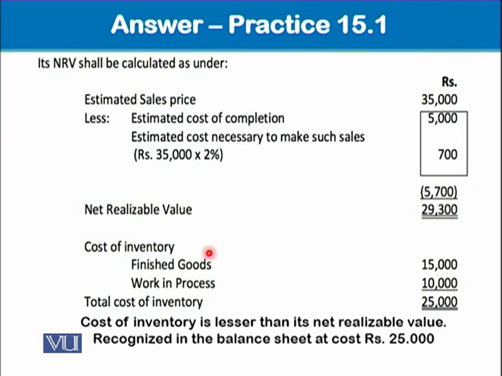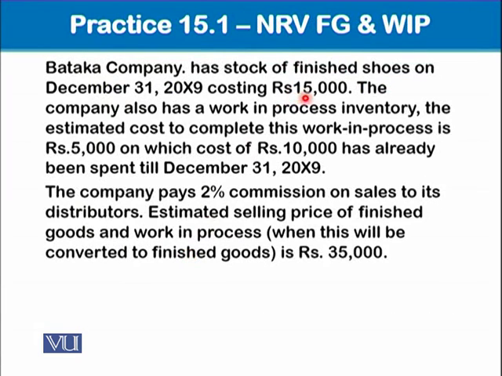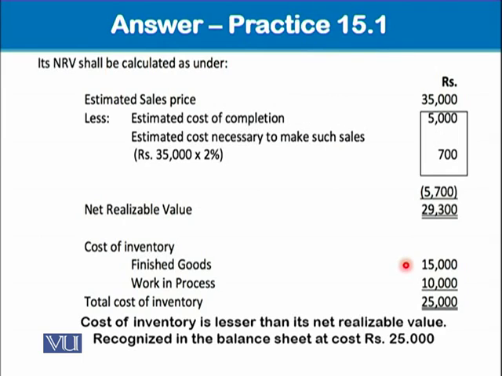We have to match this net realizable value with the cost of inventory. What is the cost of inventory? It is given here that the cost of inventory is 15,000 for finished goods and 10,000 for work in process. So the total cost of inventory is 25,000. What's your decision? Either the net realizable value or the cost of 25,000 should be shown in the balance sheet for this inventory, whichever is lower of these two. Cost is lower, so the cost of inventory, 25,000, will appear in the balance sheet.